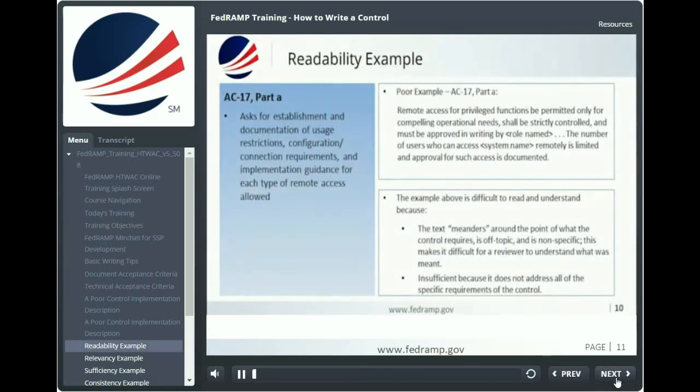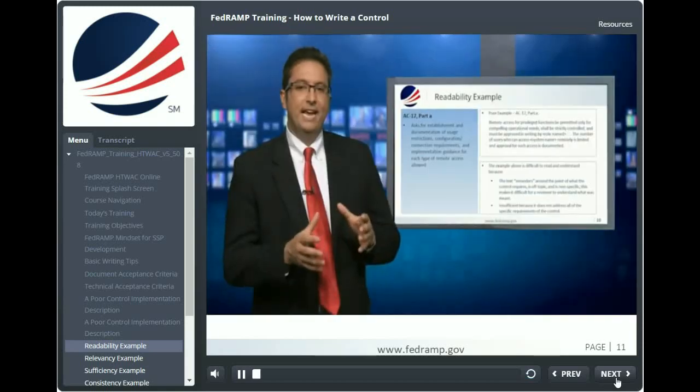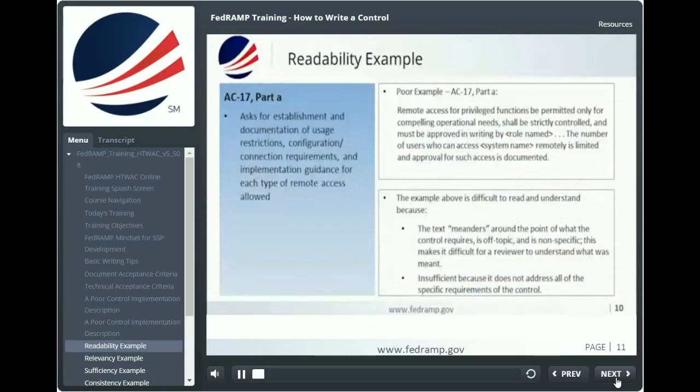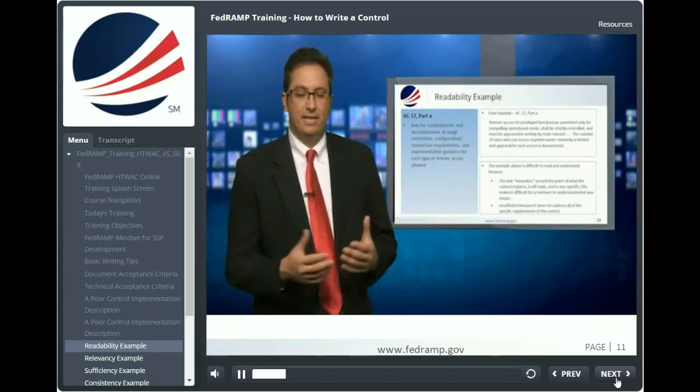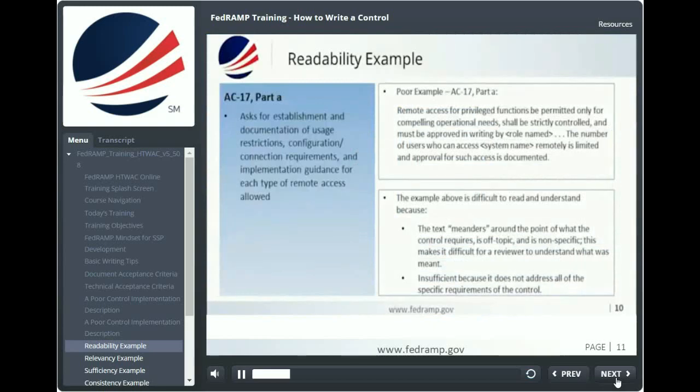All right, let's take a look at an example of readability. So here is AC-17 Part A. Read along with me. It asks for establishment and documentation of usage restrictions, configuration connection requirements, and implementation guidance for each type of remote access allowed. So here's a poor example of AC-17A. Remote access for privileged functions is permitted only for compelling operational needs, shall be strictly controlled, and must be approved in writing by whoever the role is. The number of users who can access the system name remotely is limited, and approval for such access is documented.